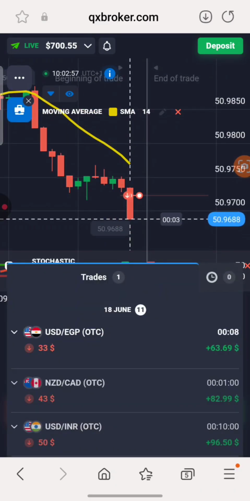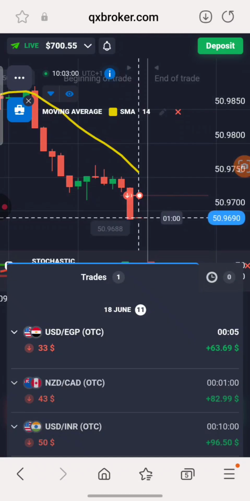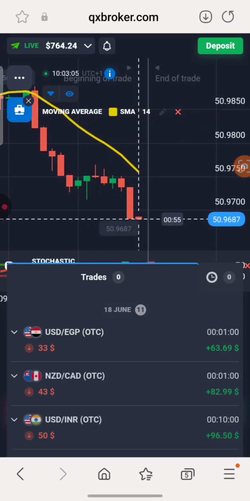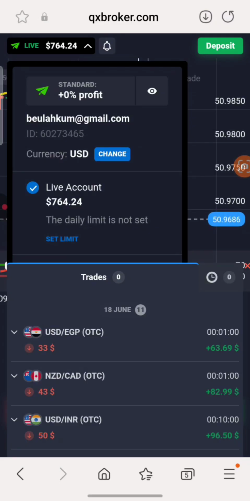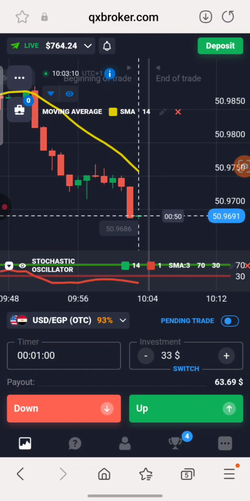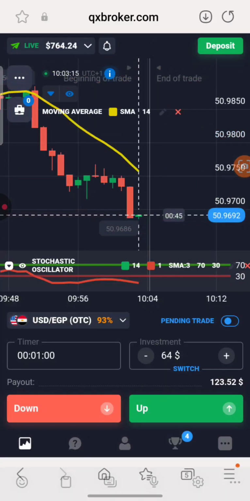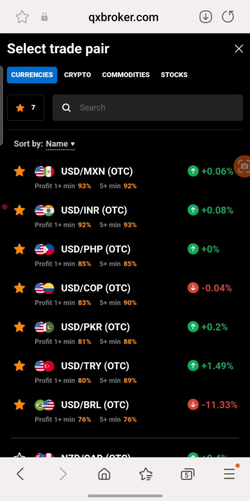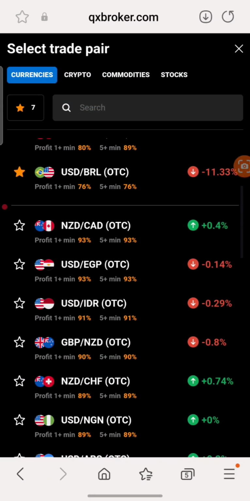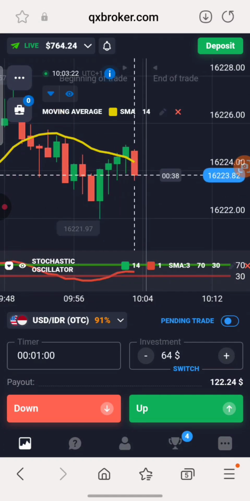Let's check. We have less than 8 seconds for us to take the profits out of the market, and then burn again. We now have $764. I'm going to be editing it to $64, and then I will select another currency pair, and here we can say again for 1 minute.